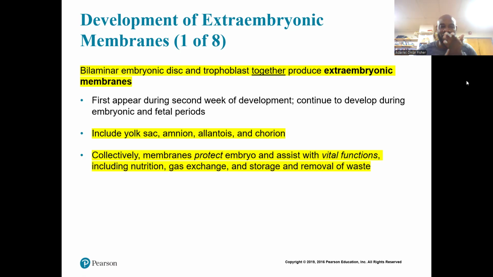We have a yolk sac, amnion, allantois, chorion. Forgive me for mispronouncing some of these words. I don't use them very often. These membranes protect the embryo.